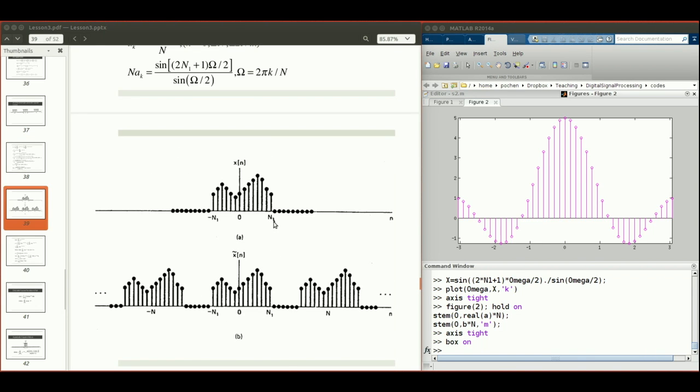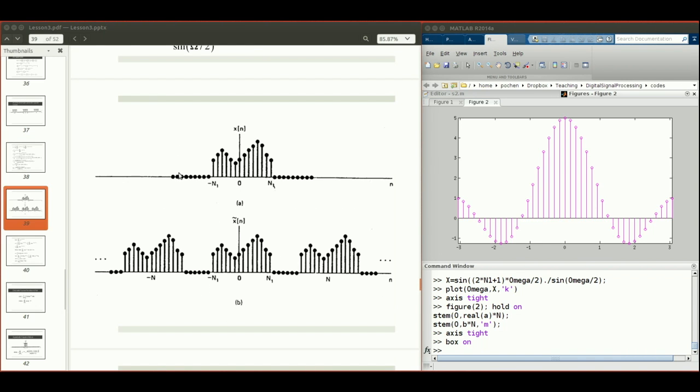Now, suppose we have an aperiodic sequence that looks something like that, but it has finite duration. It's non-zero only on a compact support from minus n1 to positive n1, for instance. And outside of this finite interval, its amplitude is all zero. So it's essentially an aperiodic sequence.